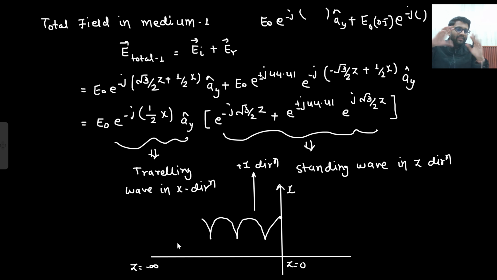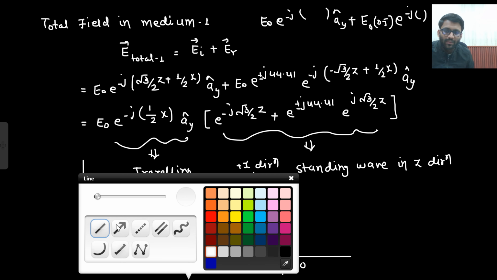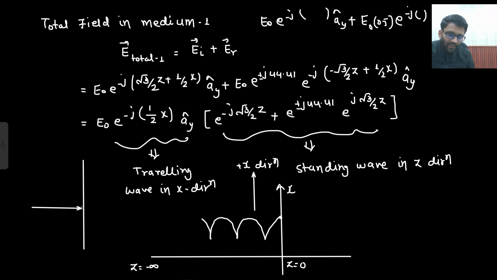And now try thinking about why this is happening. Okay, I am giving you an intuition. Do you remember the normal incidence case? In normal incidence, what was happening? A wave came like this, and then it was reflected back. And when we combined both of them, what were we getting? We were getting a standing wave. Do you remember this or not? There was no traveling wave.